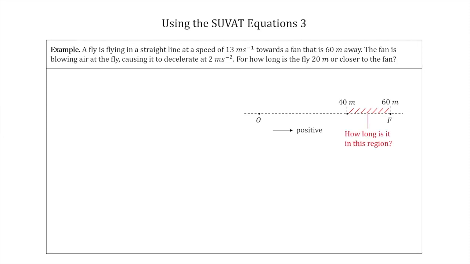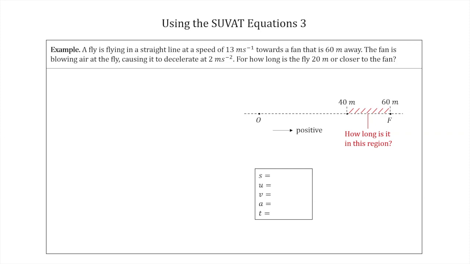So how long is the fly in this region? That is essentially our question. So let's try and figure it out. The next thing to do once you've drawn your diagram is to write down what you know and what you don't know. So write down which of the variables in the SUVAT equations you already have.